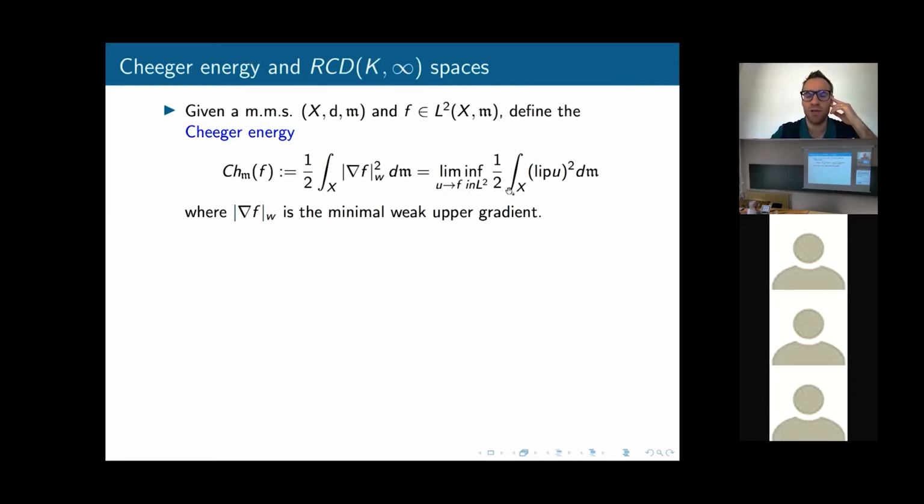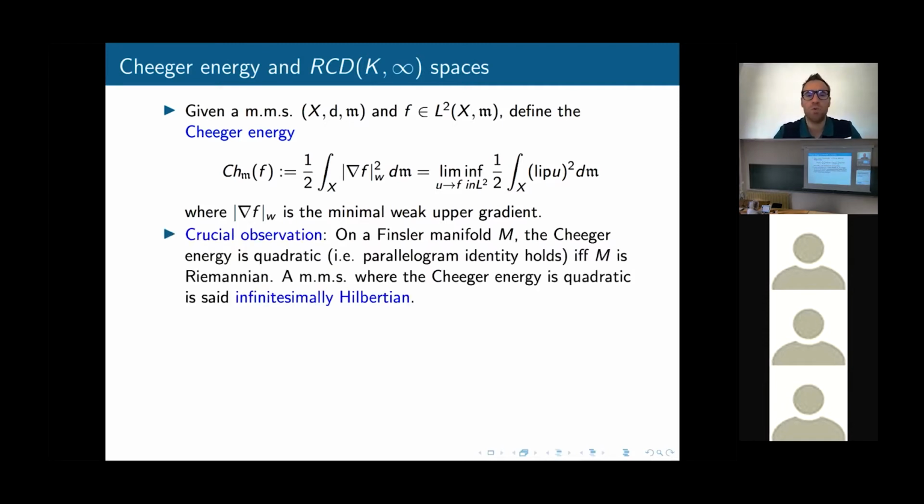You square it and you integrate it over x. This is well defined. It would be plus infinity if the Lipschitz function u is not in L2, but in any case it is well defined. And then you take the limit over all these possible approximations. So this is called the L2 lower semi-continuous relaxation of this functional here. Okay, but at least you have a well-defined notion of Dirichlet energy, which in the metric setting takes the name of Cheeger energy, because Cheeger was the first one to introduce it.